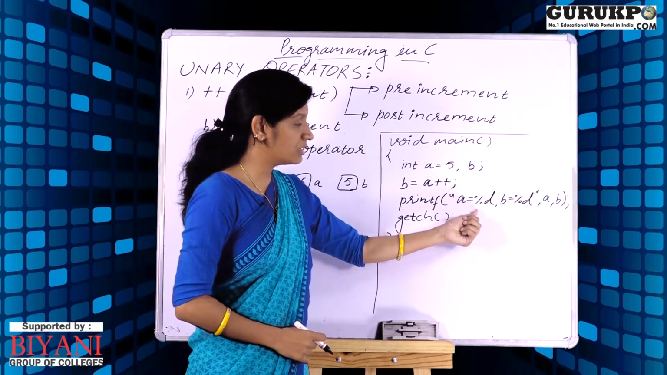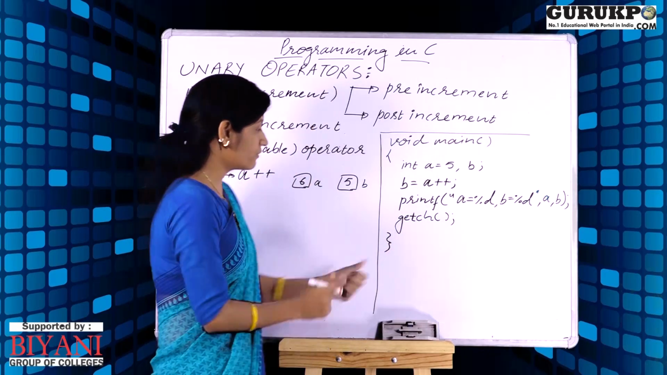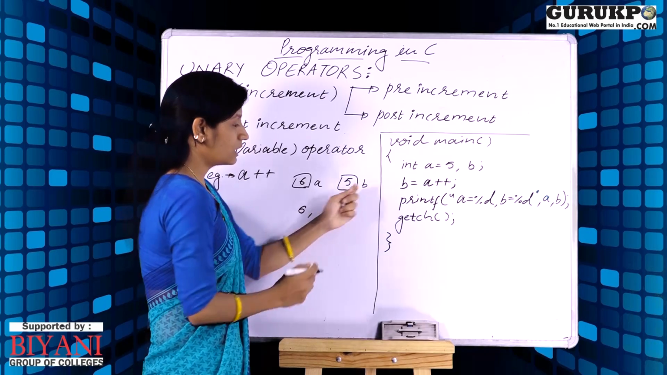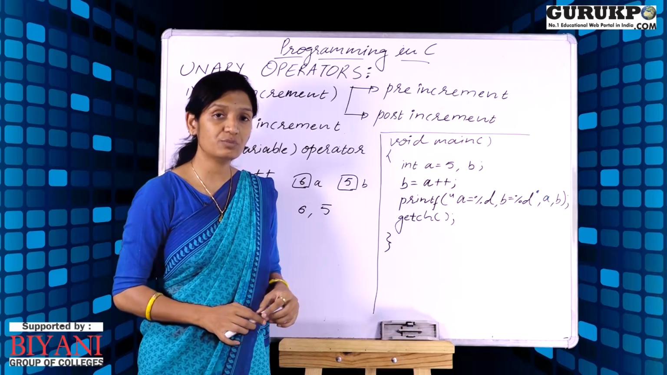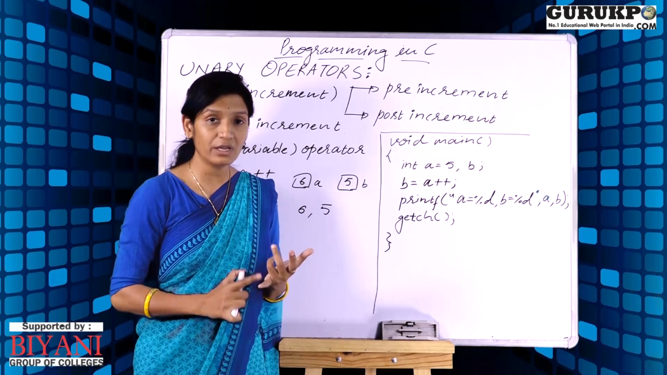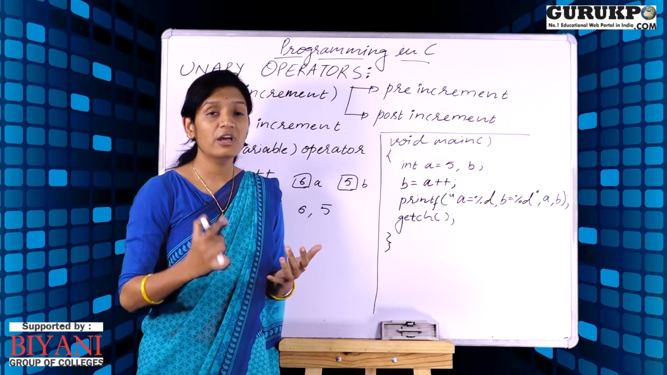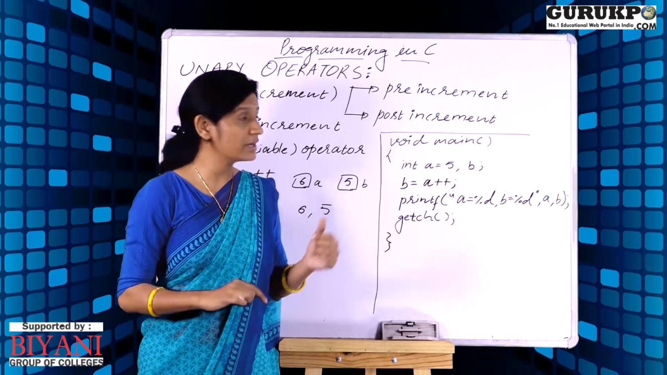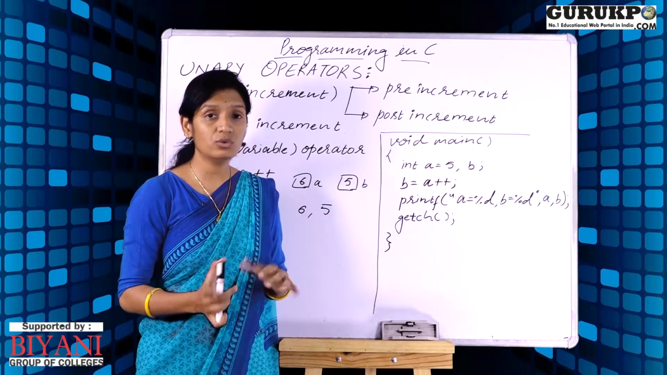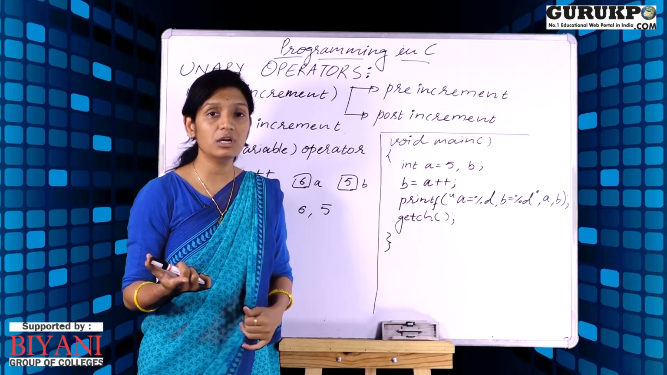Now when we print the values of A and B, the value of A will be 6 and the value of B will be 5. So we can see a clear difference between pre and post increment. In pre-increment we must always remember that first we increment the value, then we use it, and in post-increment first we use the value, then we increment it.